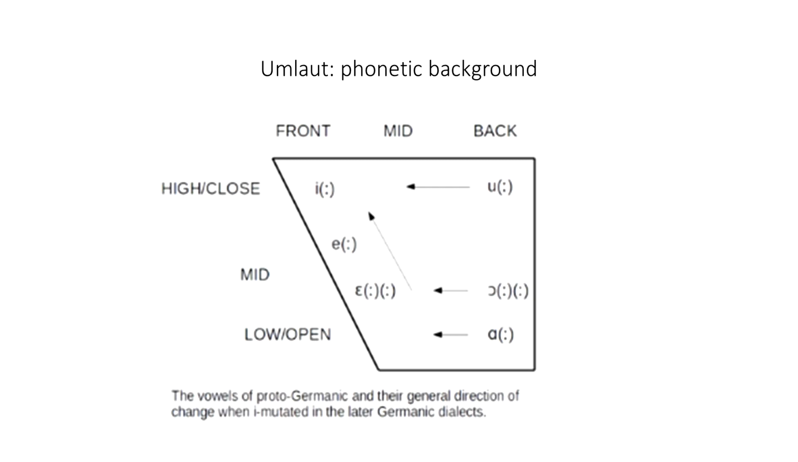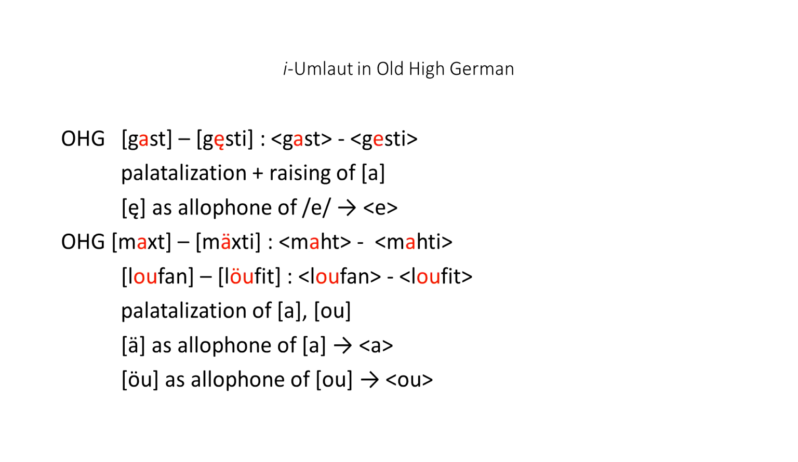In Old High German, I or J in an unstressed syllable cause a palatalization of all back vowels, so that's long and short A, O, and U, and their combinations, and in the case of short a, an additional raising to a high e sound. This high e sound was obviously understood by the scribes of Old High German as an allophone, so a phonetic variant, of the phoneme e before I, and correspondingly written with the letter e, as in the case of gast, gesti.